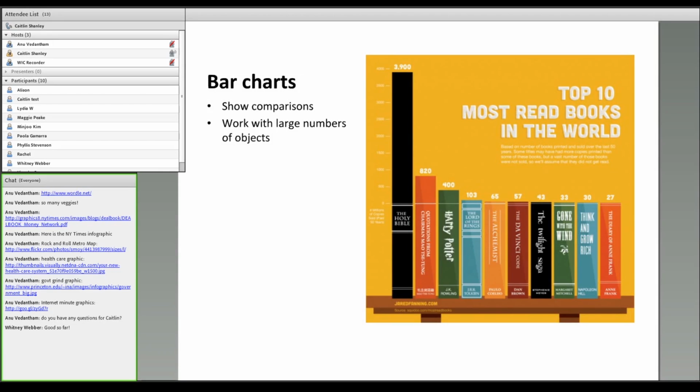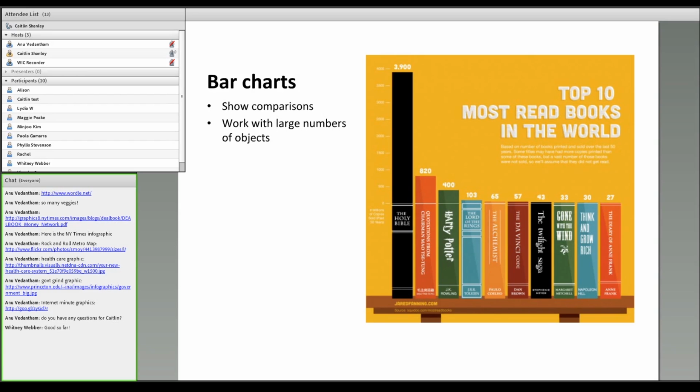This chart is showing the top 10 most read books in the world. So the first one is the Bible, and then jumps way down to the second, which is quotations from Chairman Mao, and then Harry Potter, which I think is just pretty funny to look at the wide range of the top 3 there.